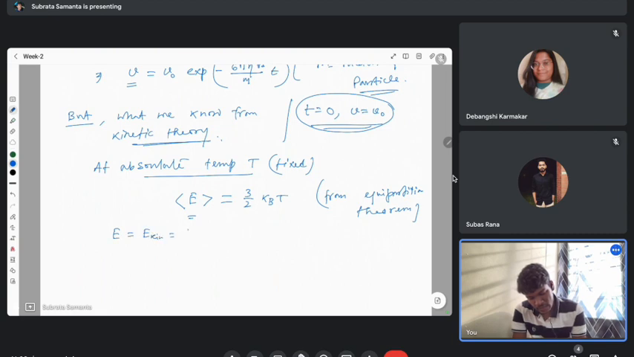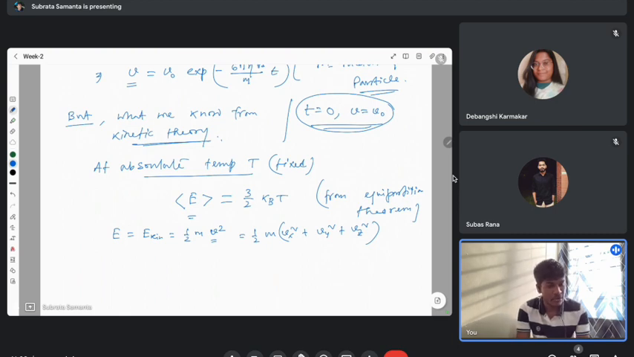So it's half m v square. In general, v square, and I am considering 3 dimensions, so vx square plus vy square plus vz square. So that means just a half m vx square, vy square, vz square, and each mode, vx square gives a half kT, vy square also gives a half kT, and vz square also gives a half kT. That's why this is 3 by 2 kT.